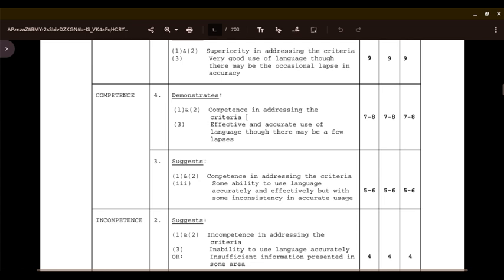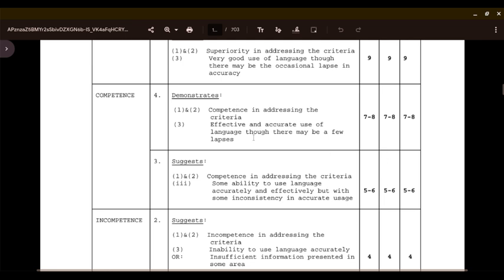Again, the description CXE has for content and organization of content is not very clear. It doesn't really create a huge distinction. What creates a distinction when I mark it, this is what I do: if it sounds like, okay, this person knows stuff, I go with the level 3 band. If it sounds much more confident, then I would say it's level 4 competence.